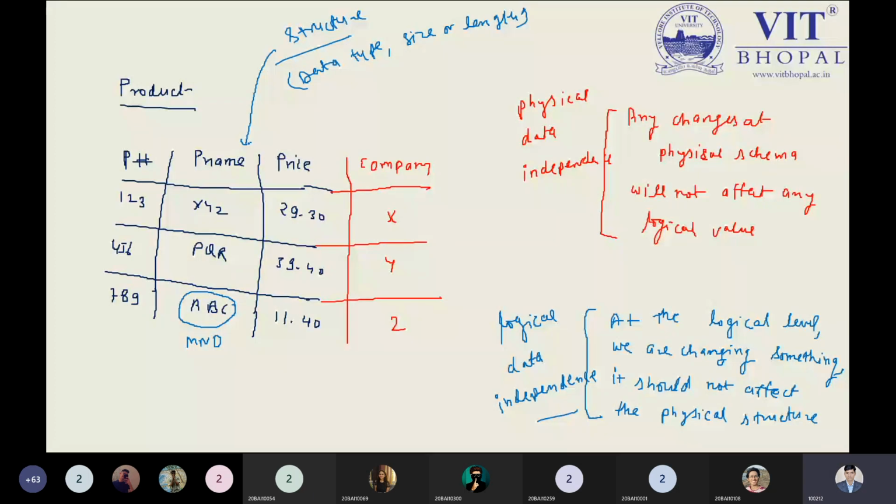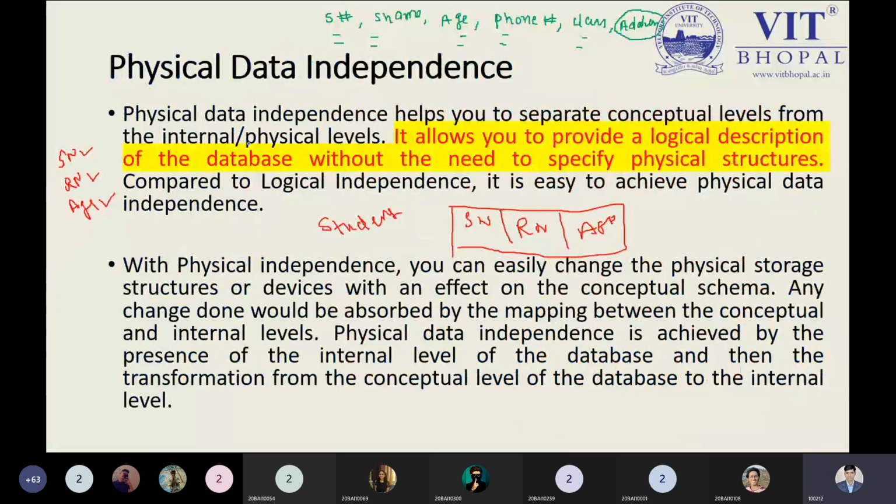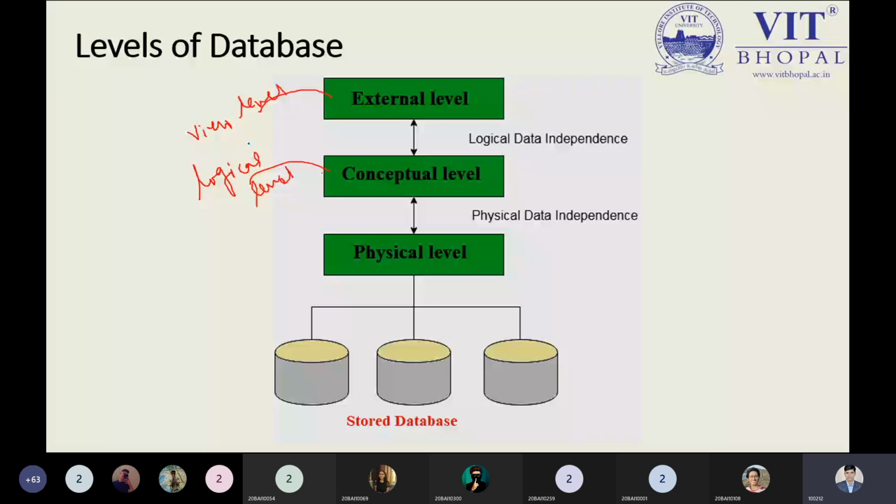See this point. Between the conceptual or logical level and the external level, we have a mid part known as logical data independence. So logical data independence lies between the external level and the conceptual level. If you are moving from the conceptual level to the external level, then logical data independence will work. When talking about the conceptual level and the physical level, the mid point is known as physical data independence.